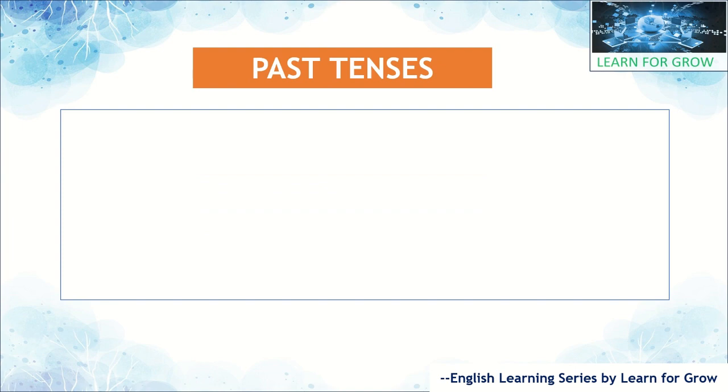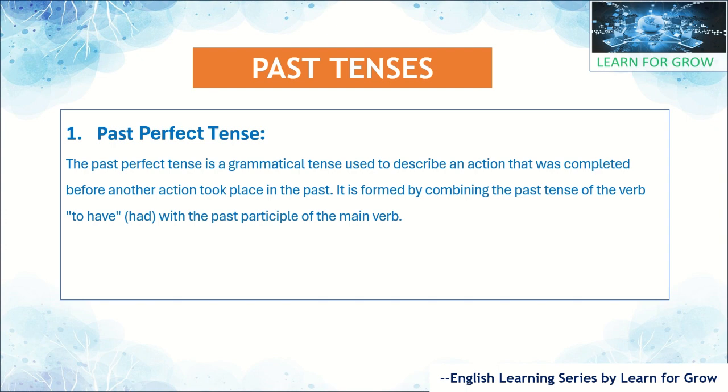Let's have a definition of past perfect tense. See here guys, the past perfect tense is a grammatical tense used to describe an action that was completed before another action took place in the past. It is formed by combining the past tense of verb to be, means had, with the past participle of the main verb, means main verb form third, and the helping verb we are using here is had.